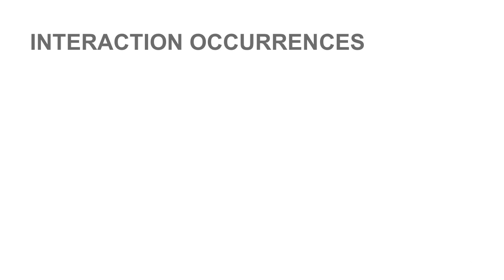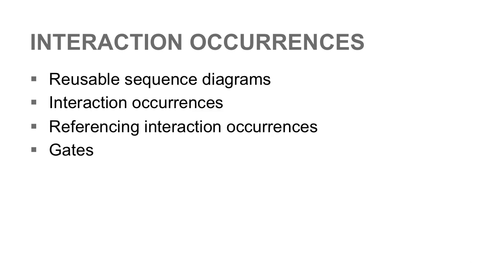In this movie, we'll look at how you can simplify sequence diagrams by reusing parts of them and referencing those parts. We'll look at why you would want to reuse parts of sequence diagrams, and then at interaction occurrences, which is what we call these reusable pieces of sequence diagram. We'll see how you reference these interaction occurrences and the use of gates where messages enter and leave them.